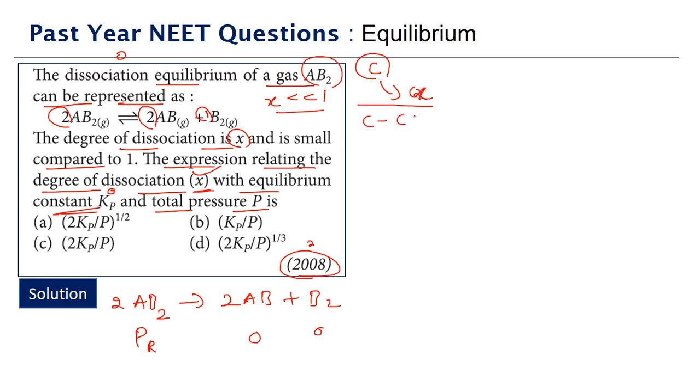So the remaining part is going to be the original value C minus the consumed amount Cx. This is the remaining amount of the reactant. So this is the method that we will be following.